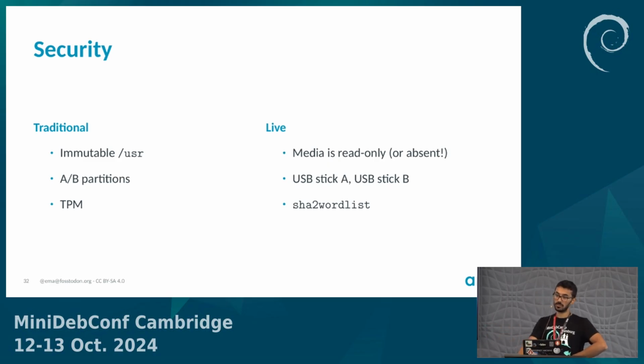If you want to upgrade to a new version of the OS, you can do it by writing an ISO on a different USB stick. So now media A is USB stick A, media B is USB stick B. If it doesn't work, I just use the previous stick. And ensuring that stuff has not been modified is something like SHA-to-word list if you really want. Again, it's not really the same thing as using a TPM, but you get some of the general ideas.